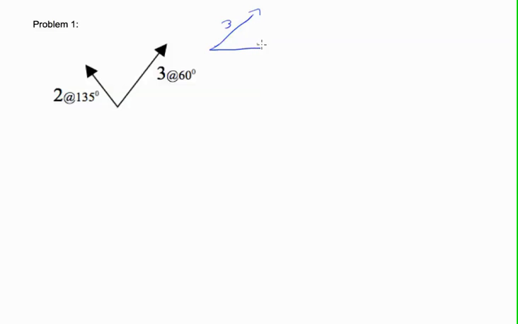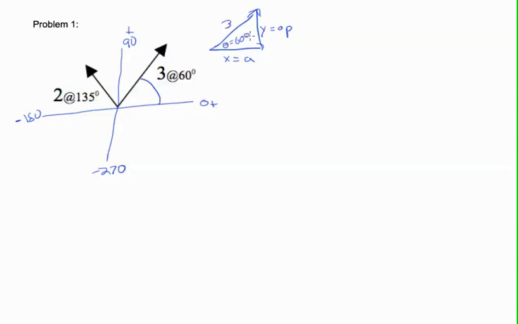We have our x, which is also our adjacent, and we have our y, which is also our opposite. We're back in unit circle. So we have 0, 90, and those are positive, 180, and 270. We can see that this is 60 degrees. So our theta in this case is 60.